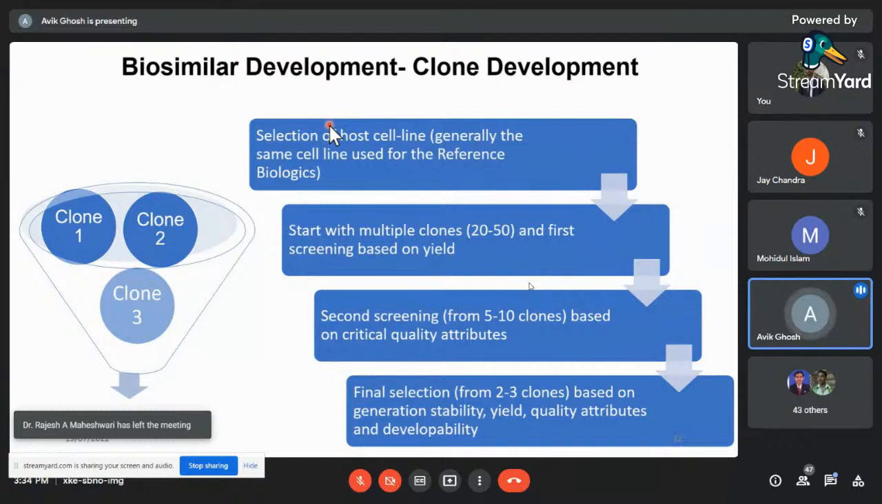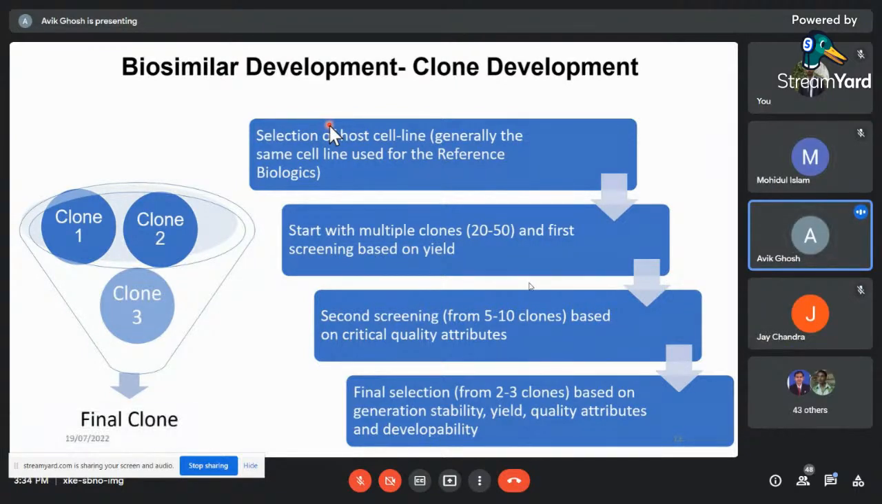So in that case, they have to probably show a more elaborate analytical similarity, or do more additional clinical studies to show that this switch of the cell line did not impact the efficacy or safety of the product. But there are examples where companies have done it. Okay. But general practice is they use the same cell line as the reference biologic.